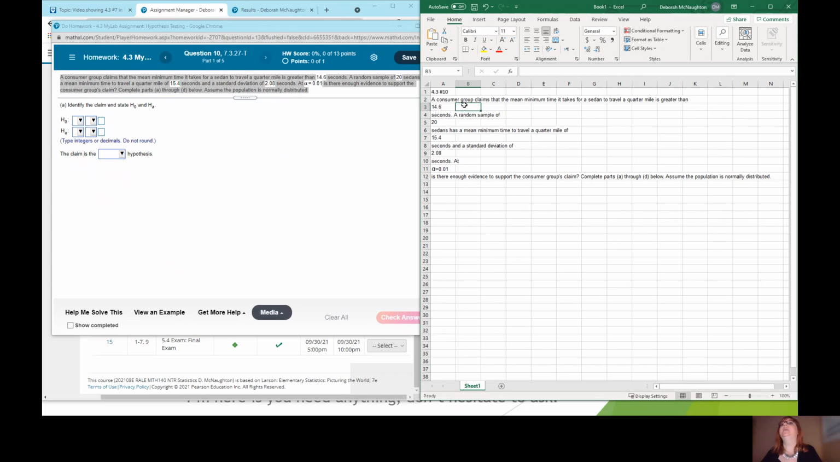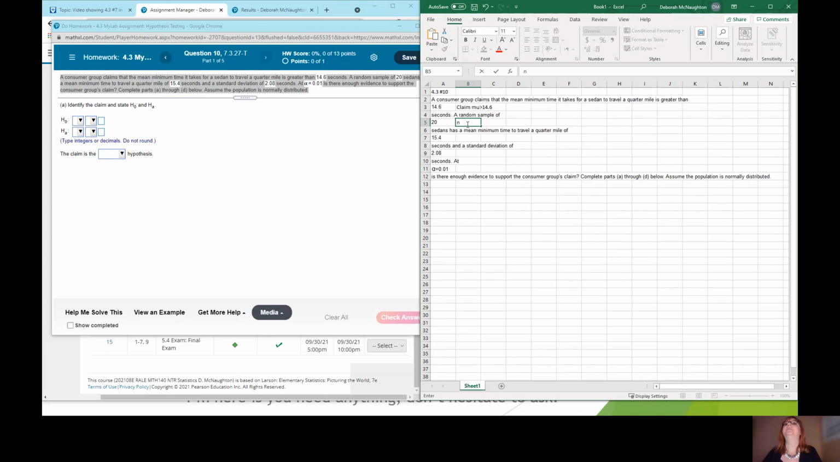So a consumer group claims that the mean minimum time it takes for a sedan to travel a quarter mile is greater than 14.6. So this is my claim. And my claim is that mu is greater than 14.6. Okay, so that's what this piece is. The mean is, and it said right on here, strictly greater than 14.6. Okay, and what this gives me is a random sample of 20.